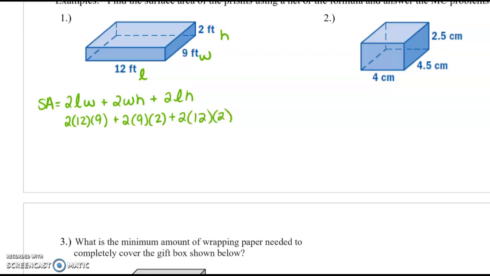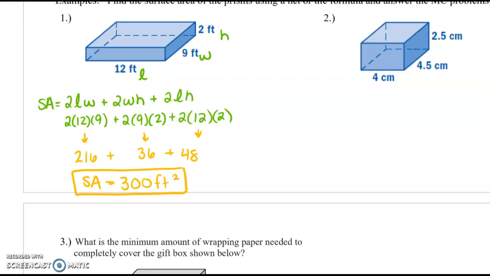Okay, go into my calculator, do all of my multiplication first. So 2 times 12 times 9 is 216, plus 2 times 9 times 2 should be 36, plus 2 times 12 times 2 is going to give me 48. Add them all together. 216 plus 36 plus 48, and I get 300. 300 feet squared. And it's feet squared because it's surface area, and area is always squared.